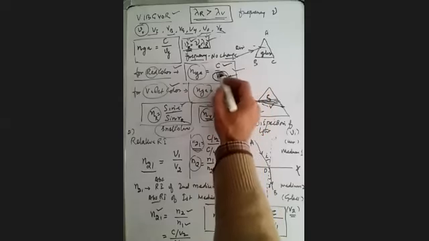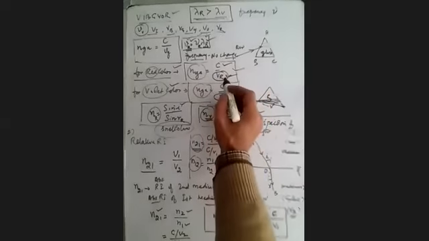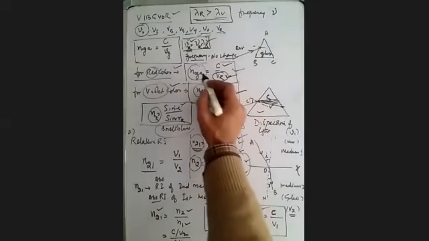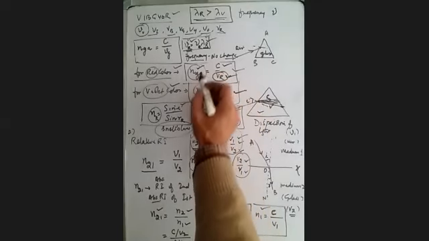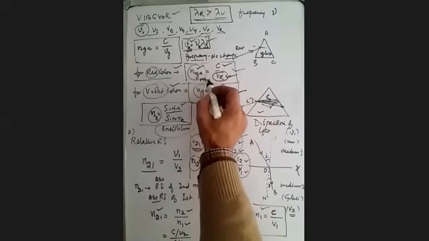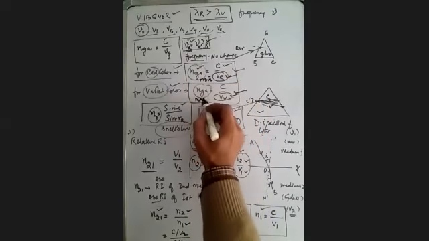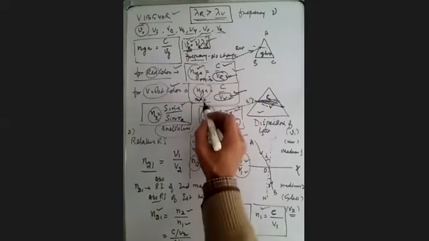Now red color has a different speed and violet color has a different speed. Red has the maximum speed, so the refractive index of glass for red color will be minimum. Violet has the minimum speed, so the refractive index of glass for violet color will be maximum.